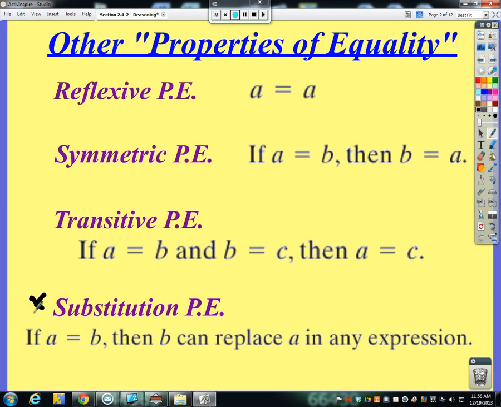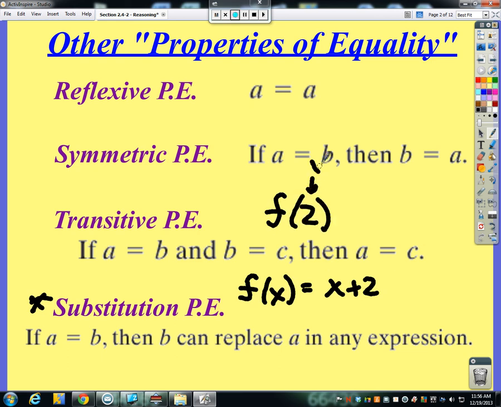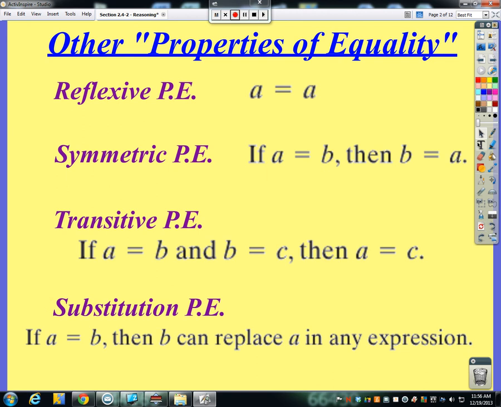And then our final property of equality down here, the substitution property. So if a equals b, then b can replace a in any expression. You would use primarily the substitution property to substitute numbers into variables. So if we went back to some Algebra 1, if we had f of x equals x plus 2, and we said, all right, what's the value of f of 2, which basically that's x, we would take 2, plug it into x, and we'd say, all right, well, 2 plus 2 is 4. We were using the substitution property of equality there. And we will use the substitution property of equality, as you would imagine, quite a bit this year in geometry.